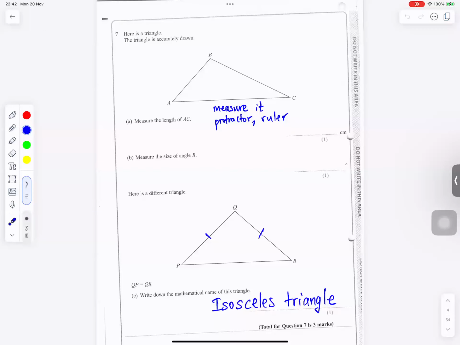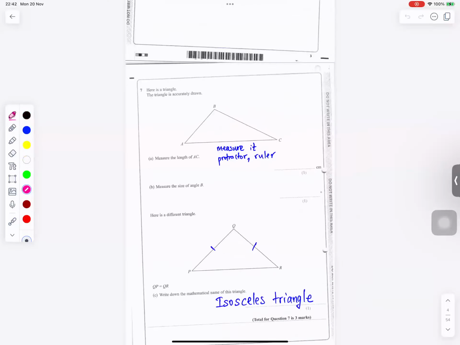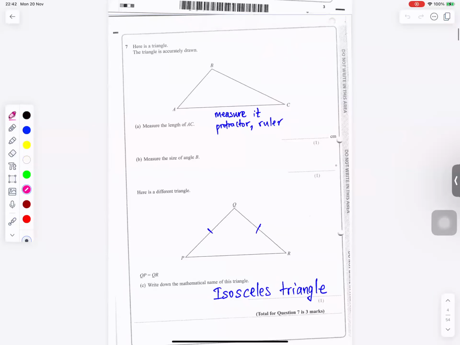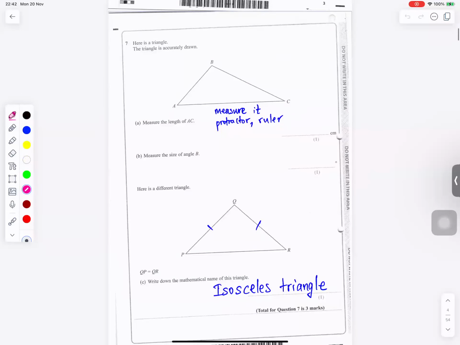Question 7, here is a triangle. Measure the length AC. So we have to use a ruler to measure the length AC. That could say, when you have a printed copy of the paper, when you measure the length AC, because the paper we can zoom in, zoom out, so we don't have a correct length all the time. So if you measure the length AC, let's say that length AC is 8 centimeters.